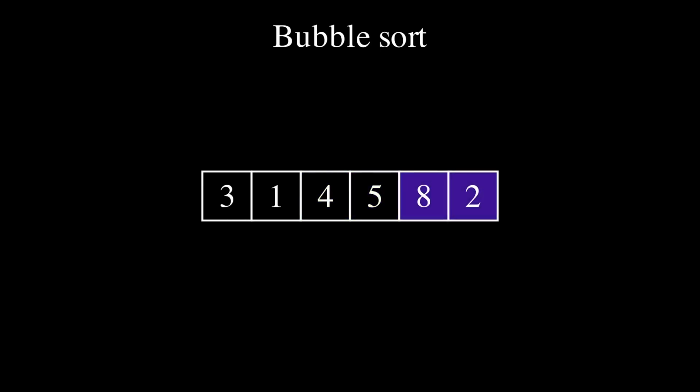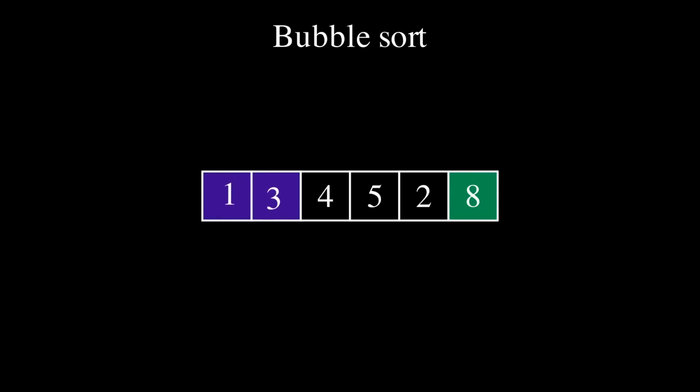We move to the next pair. 8 is greater than 2, we swap them. We completed the first comparison iteration. The result of the iteration is 8 in the proper place. The array is not sorted yet, we start from the beginning of the array.